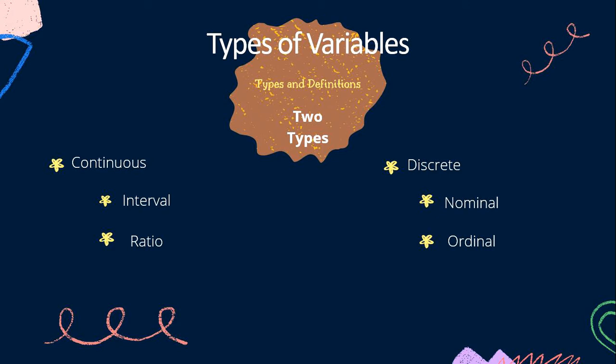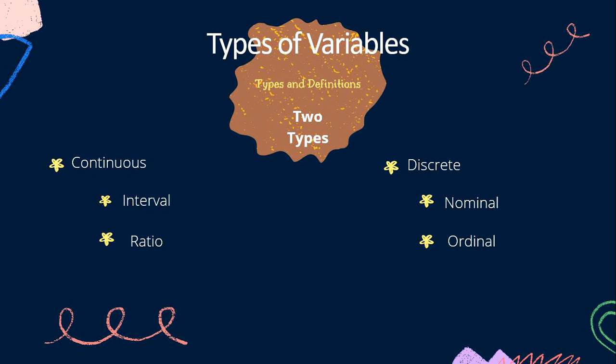When we say nominal, these are variables that can be categorized, but it cannot be rank ordered. For example, gender, profession, race, religion. Okay, how about ordinal? This can be rank ordered. For example, social class, etc. In a hierarchy.